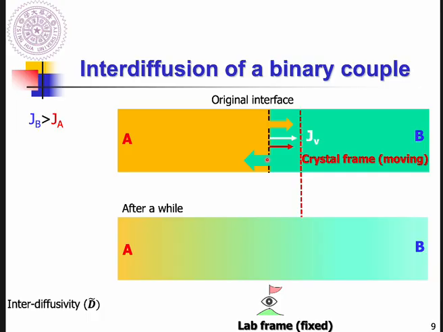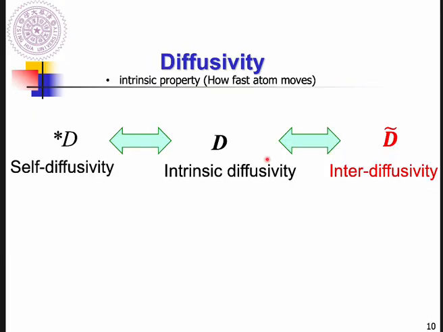Okay? And what is the intrinsic diffusivity? Actually you stand at the interface. When the interdiffusion happens, because you stand at the interface, you move with the interface, but you still stand at the interface. The diffusivity you measure or visualize, we call intrinsic diffusivity. So it is a slight difference.